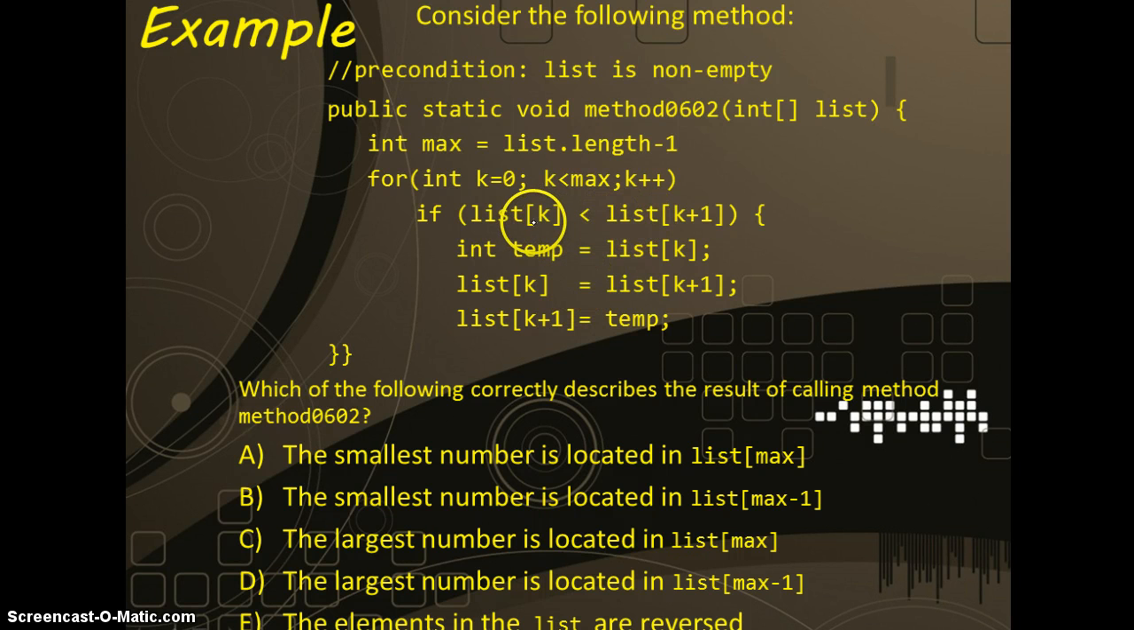to trade them. This small number in the beginning is slowly going to get pushed further and further back to the end of the array, so that the last number in the array is the smallest value. I think that's exactly what A is saying.